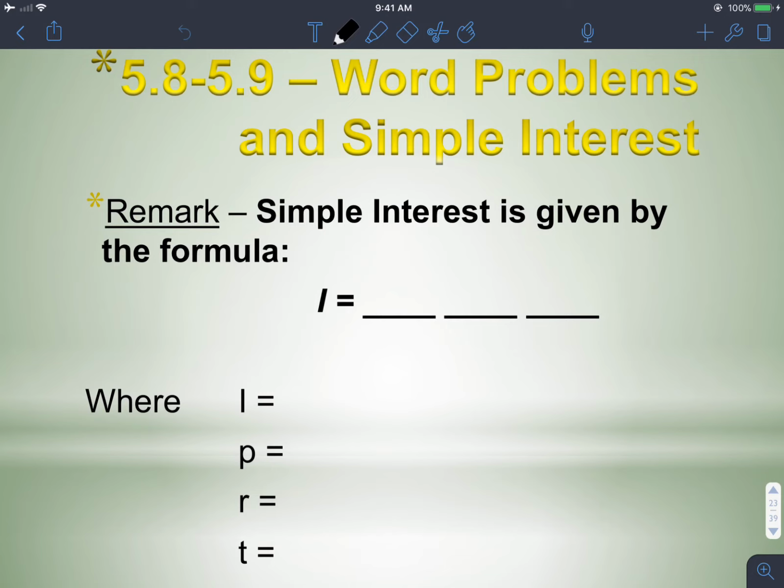All right. Simple interest is given by I equals P R T.